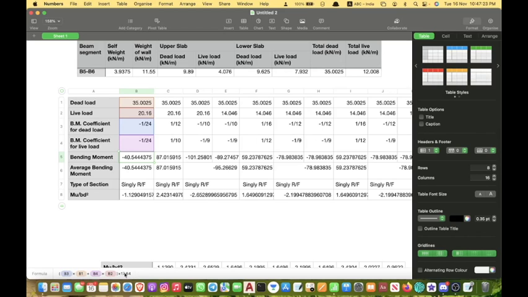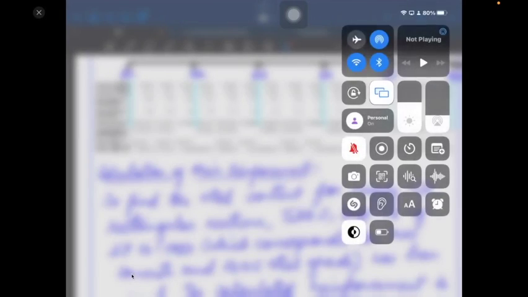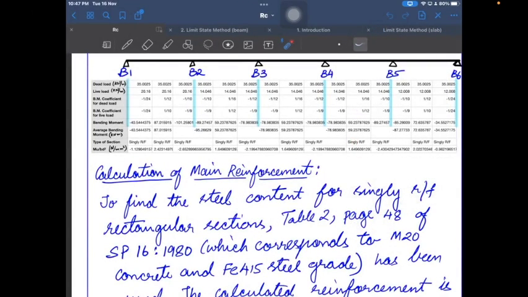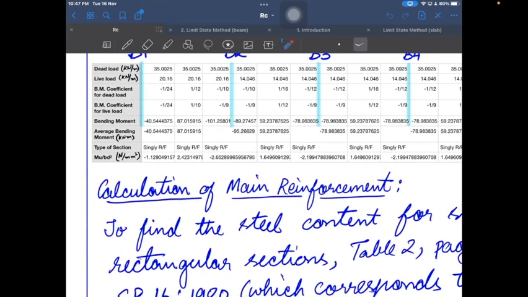And 17.64 is nothing but 4.2 into 4.2 L effective ka whole squared. Yeah, so using that formula, I have got my bending moments. And then now we have got another row here, average bending moments.